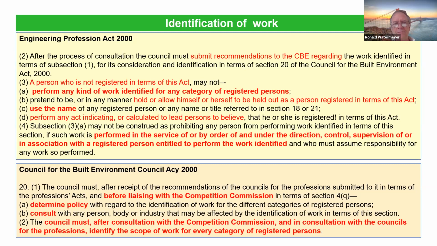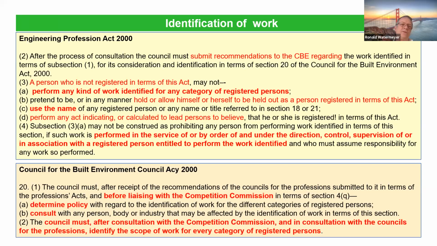Now, the Council for the Built Environment Act, which is the overarching act, also published in 2000, states that the Council, that's the Built Environment Council, after receiving the recommendations of councils for the profession, and before liaising with the Competition Commission, must determine policy. There have been long arguments about what that policy should look like. There's also consultation with any person that might be affected. And then the councils, after consultation with the Competition Commission and in consultation with the Council for the Professions, identify the scope of work for every category of registered persons.